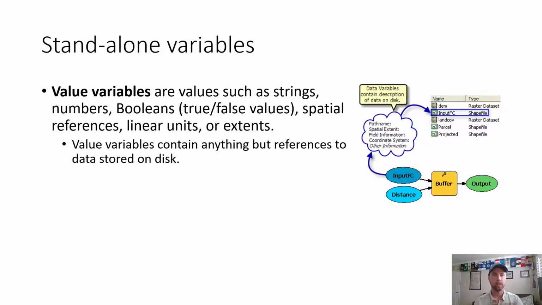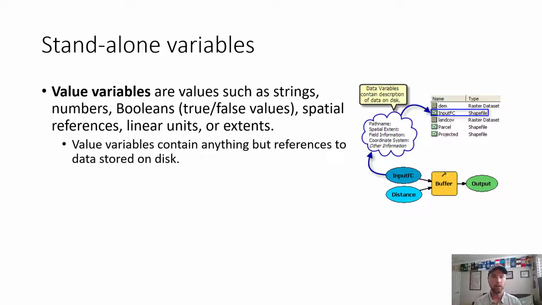The other type of standalone variable would be value variables. Value variables are values such as strings, that would be text, numbers, Boolean operators, so true or false, if then, that sort of thing. That would be like and, or, not, exclusive or, things like that. So Booleans, spatial references, linear units, and extents. Those value variables are values such as those, and value variables contain anything except for references to data stored on disk.